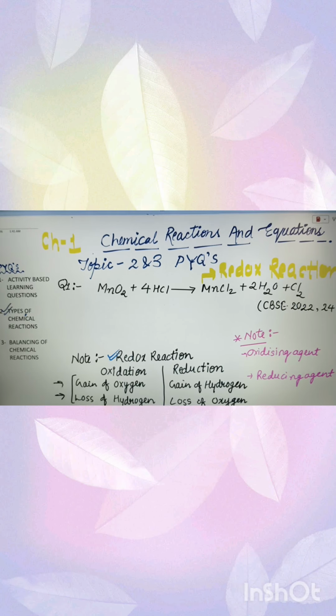So I have prepared one note for this type of reaction. So what is this note? From the redox reaction. So we know that redox reactions are those reactions in which oxidation and reduction happen simultaneously. Oxidation is gain of oxygen and loss of hydrogen, and reduction is gain of hydrogen and loss of oxygen. So we can check this reaction.